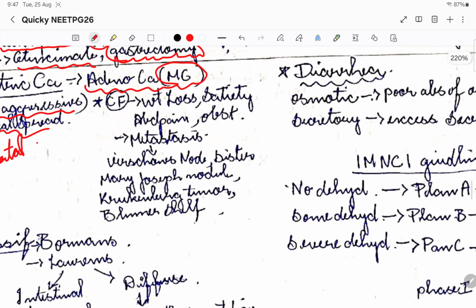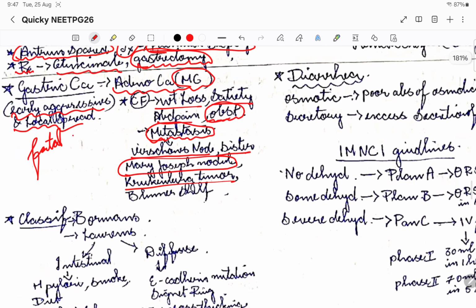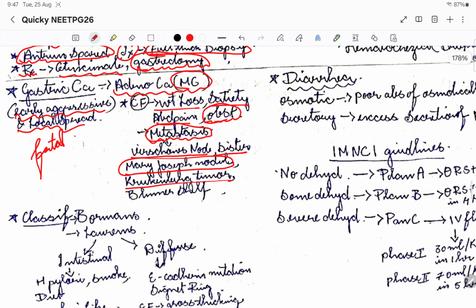Then coming to clinical features, weight loss will be there, satiety, abdominal pain, and obstruction-like symptoms. Metastasis can happen. This is where we get to see Virchow's node, where the supraclavicular lymph nodes will be enlarged. Then Sister Mary Joseph nodules in the umbilicus is what we'll see. Then Krukenberg tumor. These are some of the extra features that we can see with respect to gastric cancer.